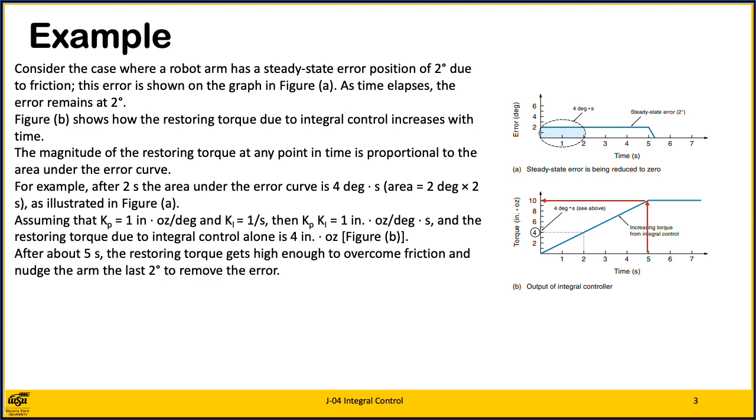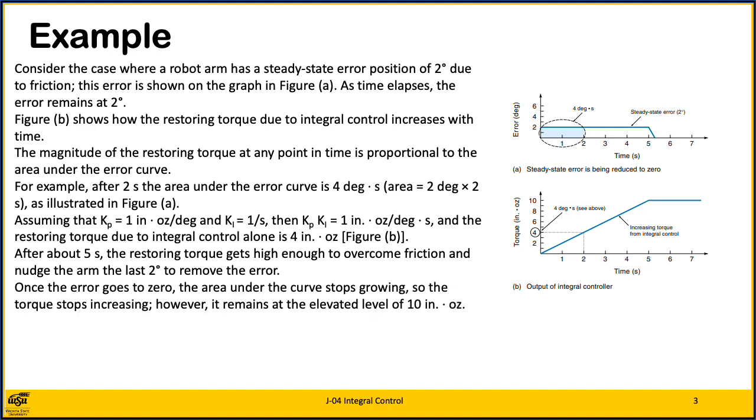After about 5 seconds, the restoring torque gets high enough to overcome friction and nudge the arm the last 2 degrees to remove the error. Once the error goes to 0, the area under the curve stops growing, so the torque stops increasing. However, it remains at the elevated level of 10 inch-ounces. This last point is important because it allows the gravity problem to be overcome, as previously discussed.